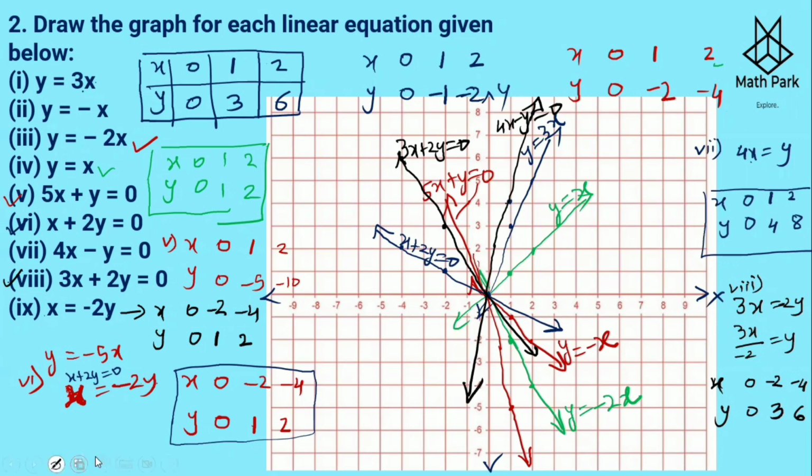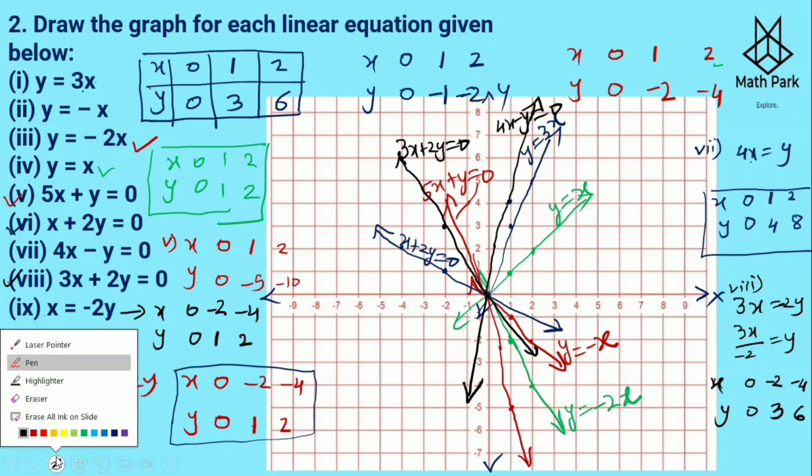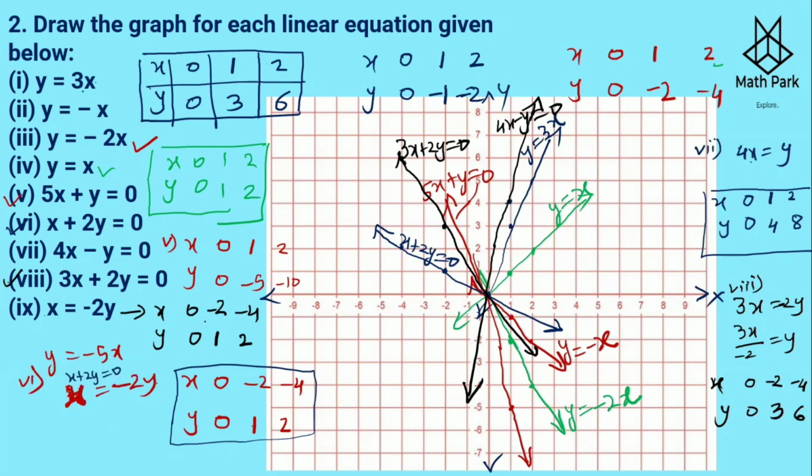So let us plot the points for this graph. This is 0, 0, then minus 2, 1. So minus 2, 1 is this point. And then minus 4, 2. So minus 4 and positive 2 is this point. So these are the 2 points.